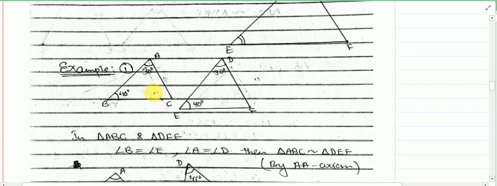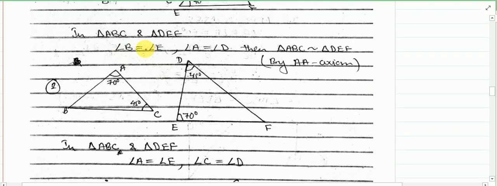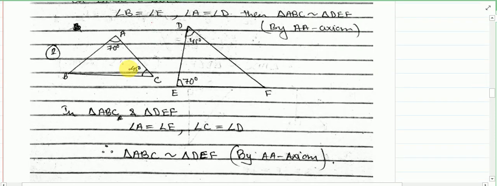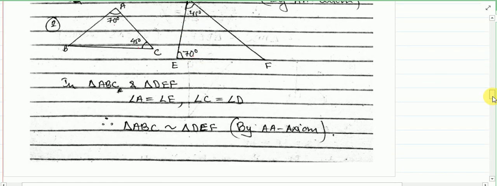See example, like here 30, 40, 30, 40, okay, similar, because we can see two angles are equal. So we'll write that in triangles angle B is equal to angle E, angle A is equal to angle D. Now you see example 2, like here one angle is 70, one is 45, okay, here you can see 45, 70, so they are equal. Clear? Sorry, they are similar.